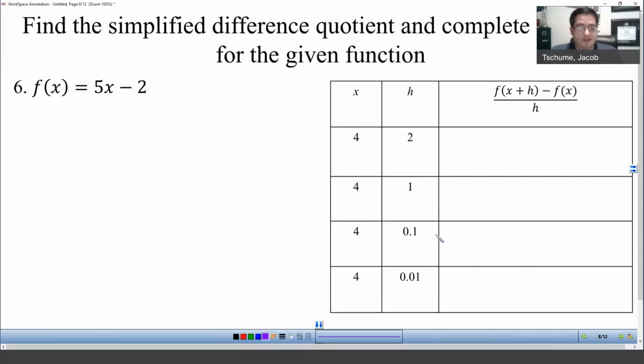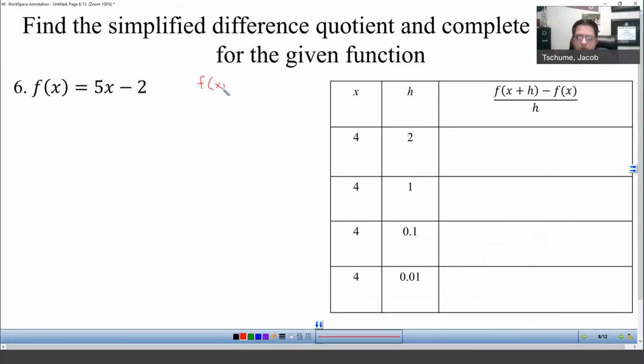All right, so let's kind of see that. So you can see I kind of jumped the gun a bit, but that's okay. What I want you to do on these next couple of problems is find the simplified difference quotient and then complete the table for the given function. So I'll come back to the table in just a second. Let's focus on the difference quotient.